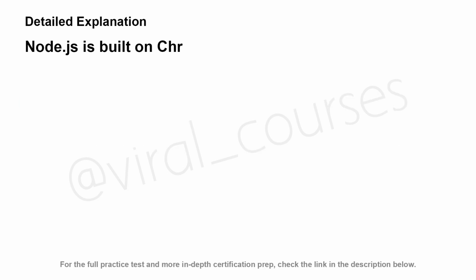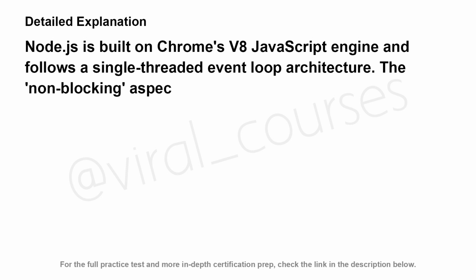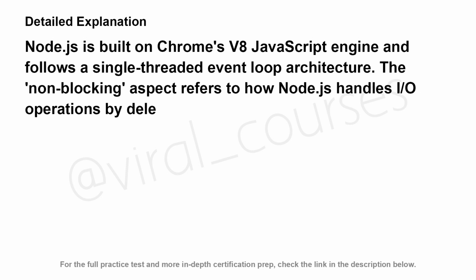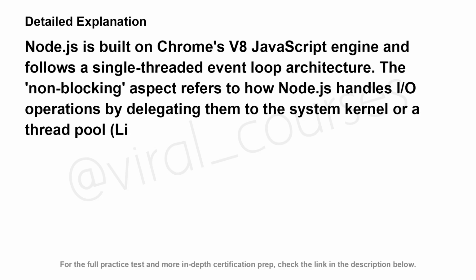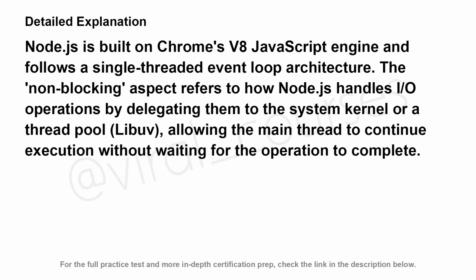Node.js is built on Chrome's V8 JavaScript engine and follows a single-threaded event loop architecture. The non-blocking aspect refers to how Node.js handles I/O operations by delegating them to the system kernel or a thread pool, libuv, allowing the main thread to continue execution without waiting for the operation to complete.